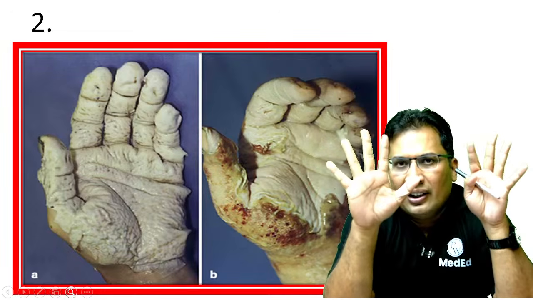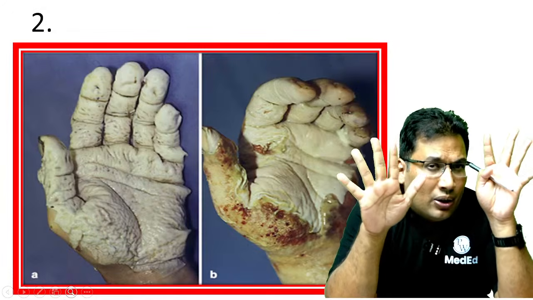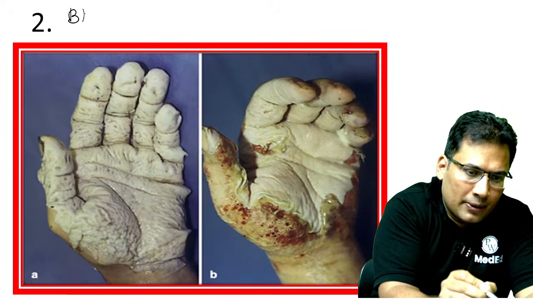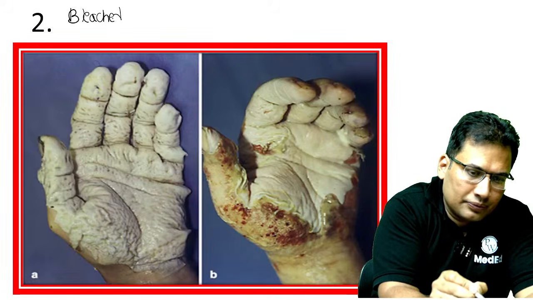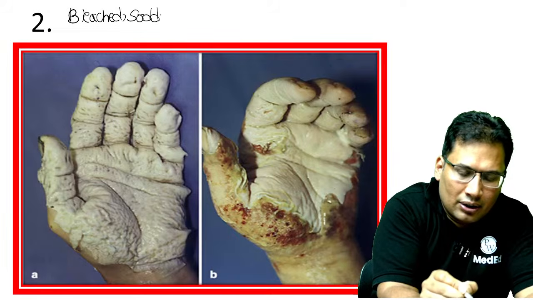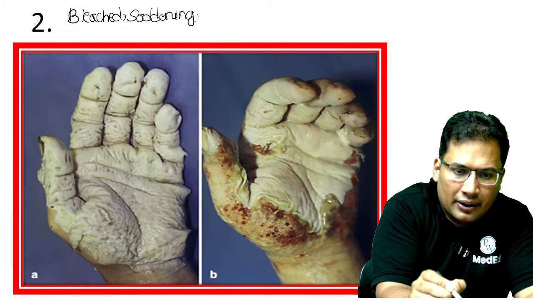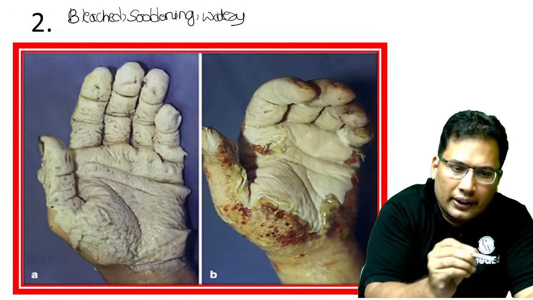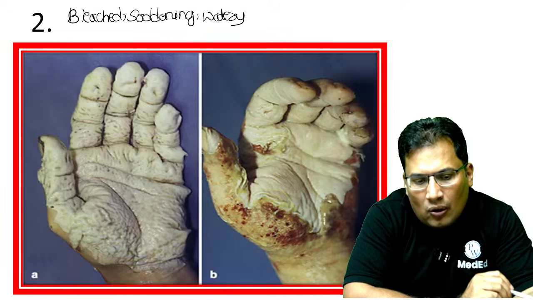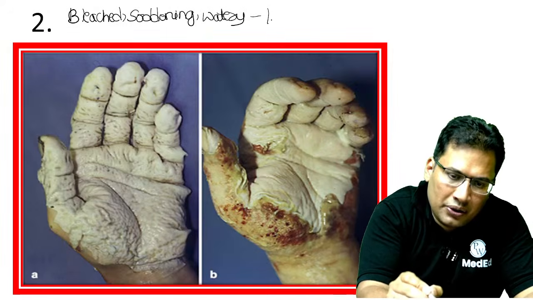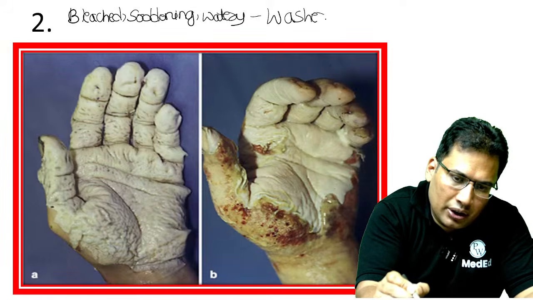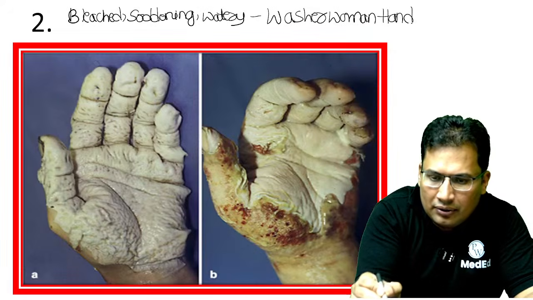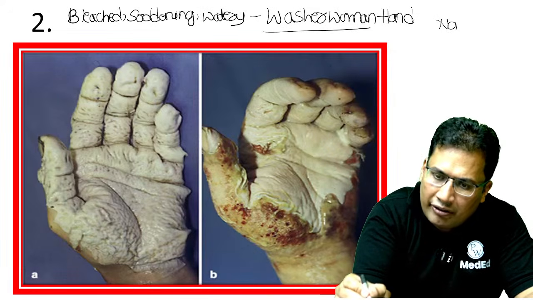Look at the hand. The hand has a somewhat bleached appearance. So classical sodden appearance is there. Bleached. Sodden means heavy and watery. Watery, bleached, sodden. So this is known as washerwoman hand, and again it is non-specific.